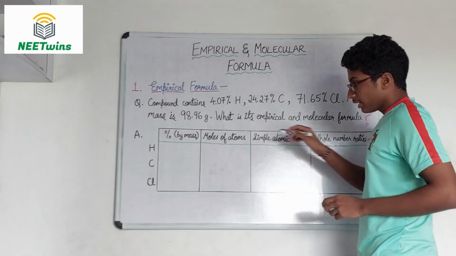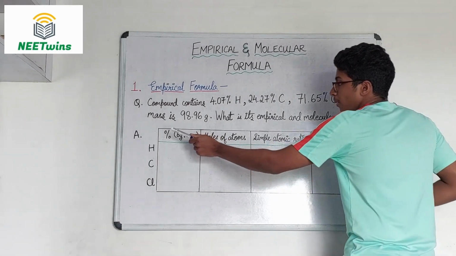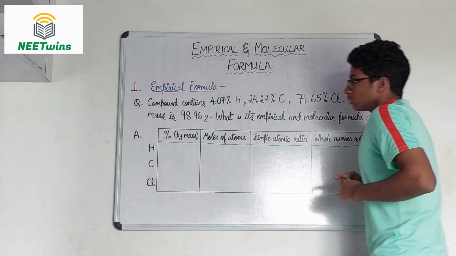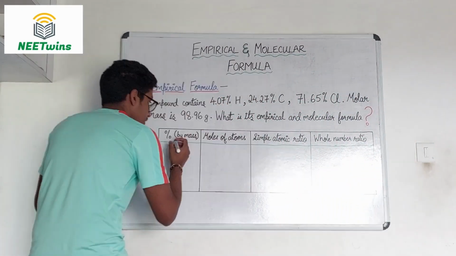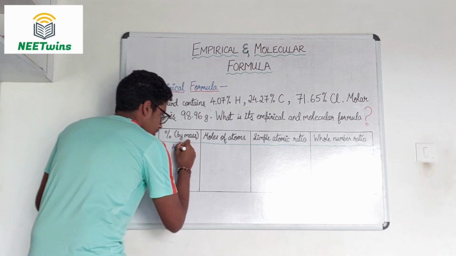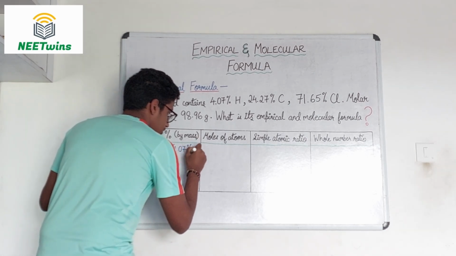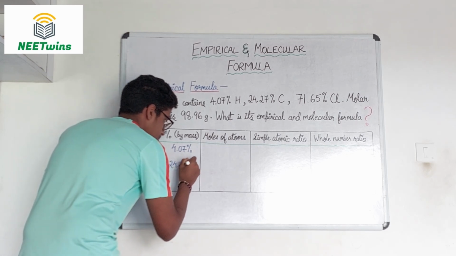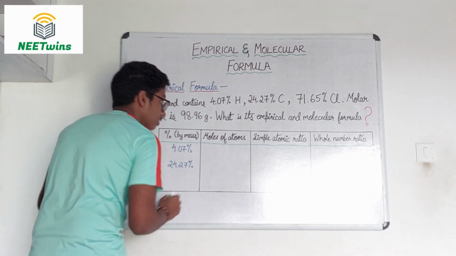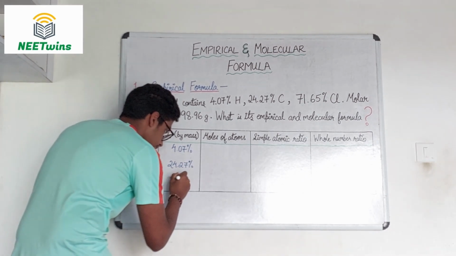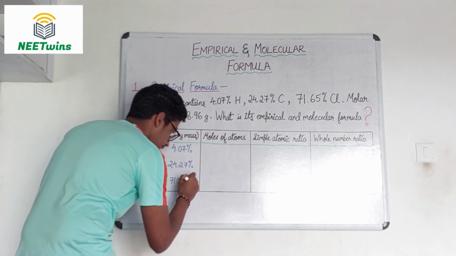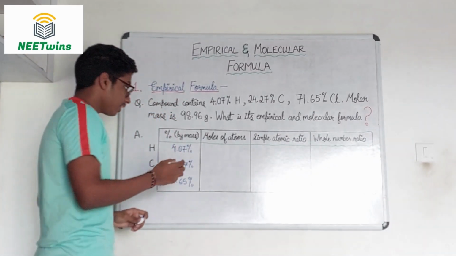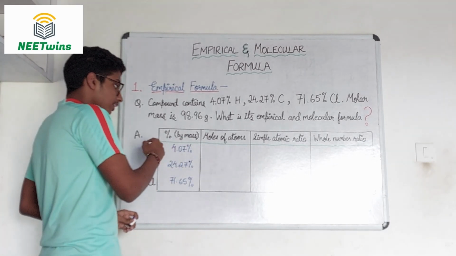So first we make a table like this, which has the columns percent by mass, moles of atoms, simple atomic ratio and whole number ratio. So first we'll fill this column. Hydrogen 4.07%, carbon 24.27% and chlorine 71.65%. Now when we mean moles of atoms, we divide this percent by mass by its atomic mass.